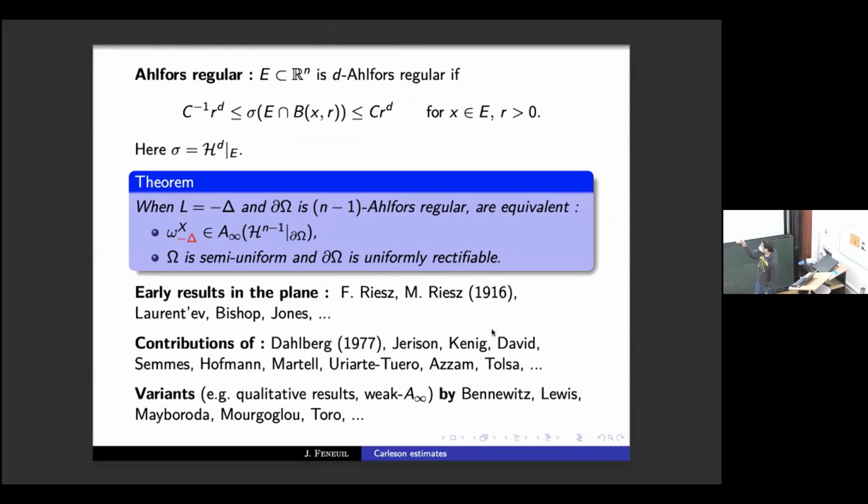We say that a set E is Ahlfors regular of dimension d if there exists a measure which is supported on E for which the measure of all the balls on this set is equivalent to r^d. Since the measure is not here, I can also say that this set is... this condition is often called the Ahlfors-David regular condition.